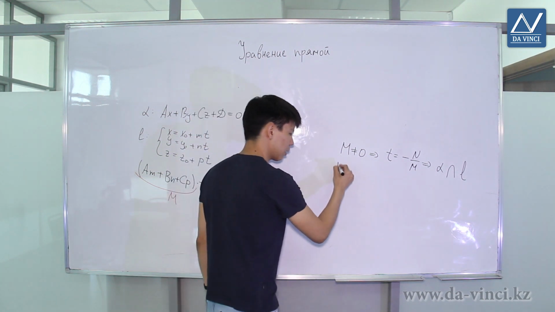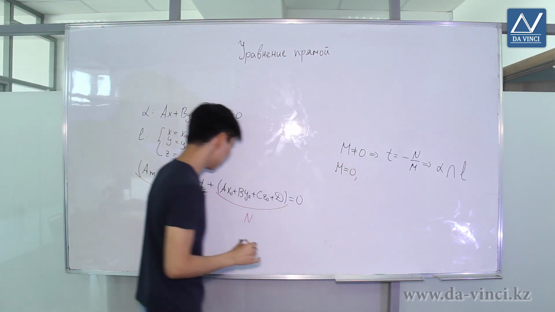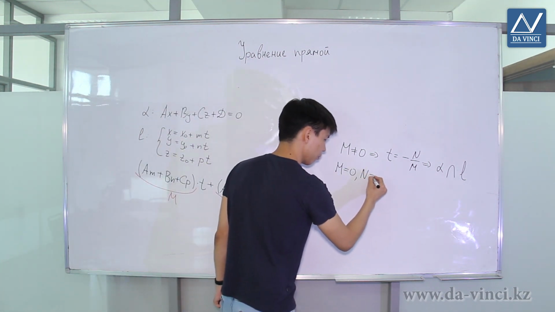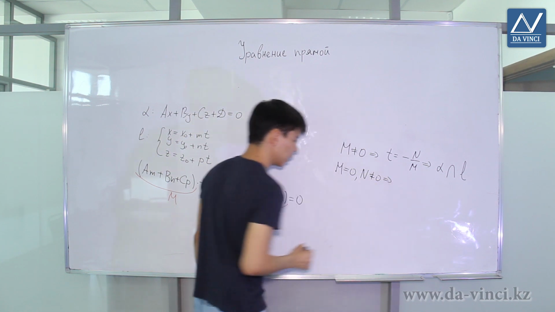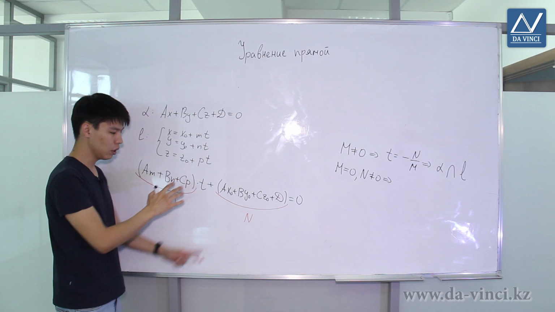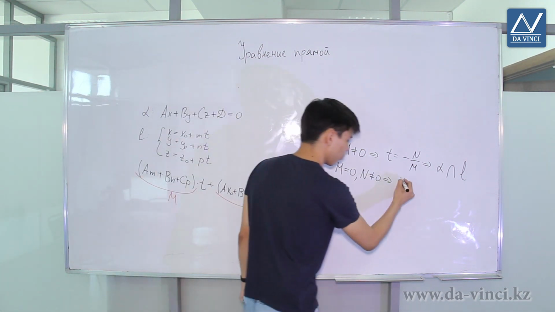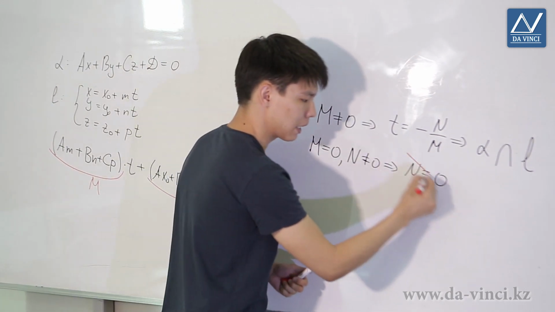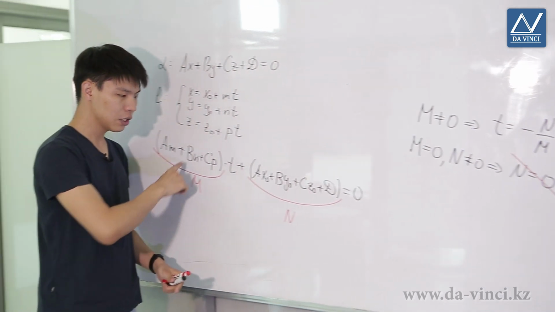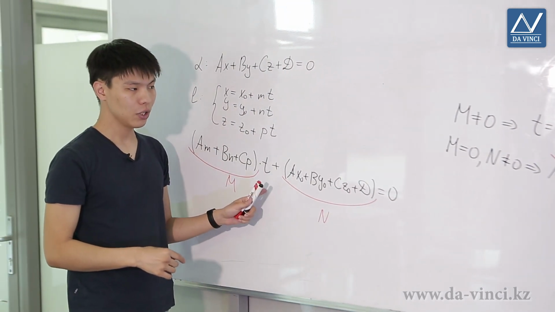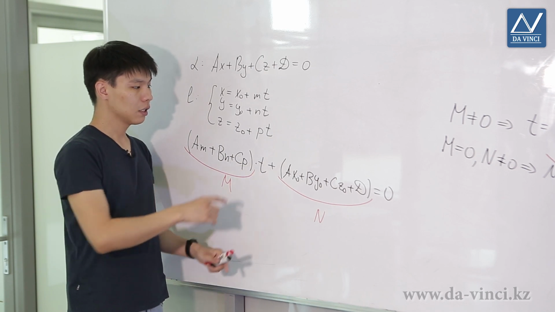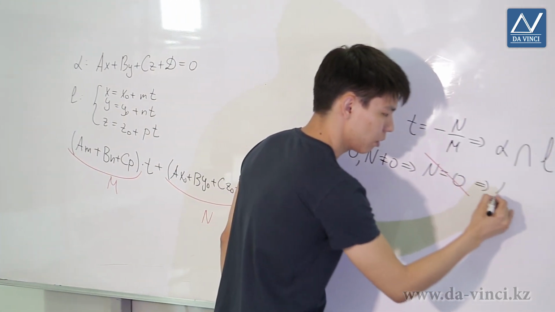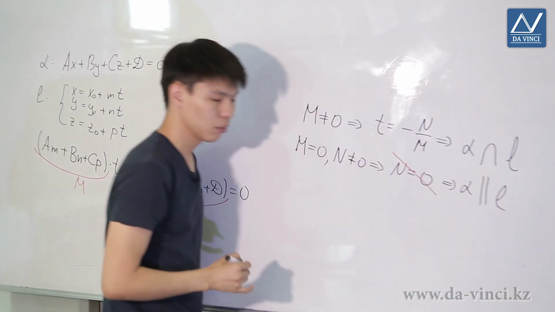Let's consider the second case, when the number m is equal to 0 and the number n is not equal to 0. Then we get the following. If m is 0, then everything is 0. N is equal to 0 and remains here. But since according to the condition n is not equal to 0, then the equality is not fulfilled. If equality is not fulfilled, then this equation has no solution. If it has no solution, then we cannot find t. Then this line and this plane have no common points.